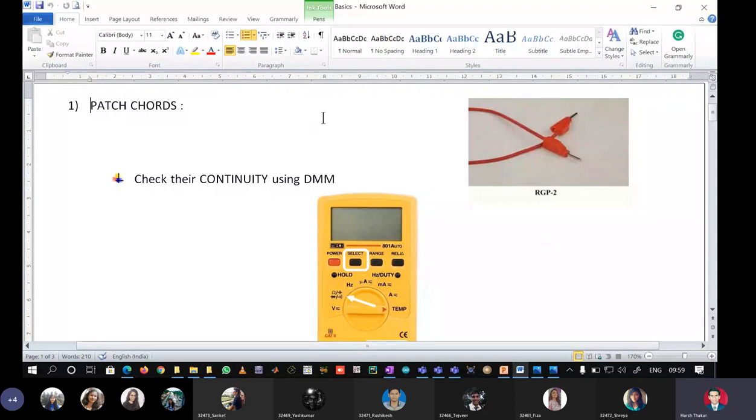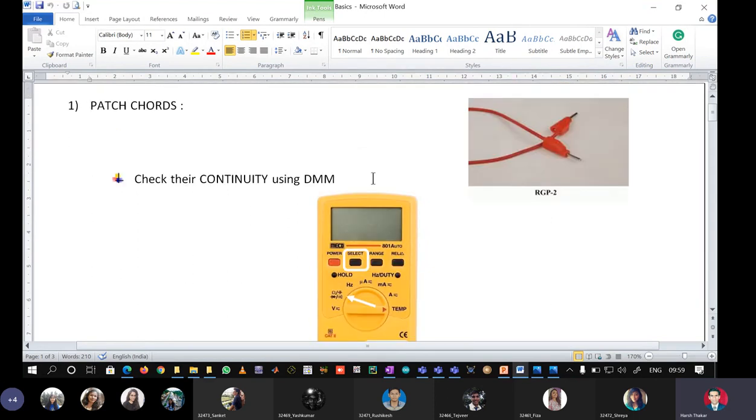Now you are seeing here, as I told you, that the patch cord is technically known as RGP2 connectors. These are simple patch cords. Now you have seen them, immediately remember you have used them in digital electronics. So these are the connecting wires which you are going to use to make different connections.